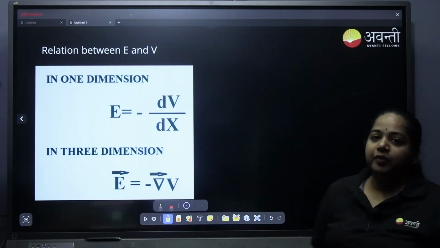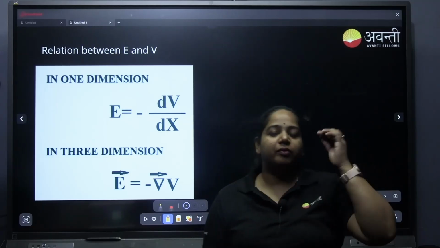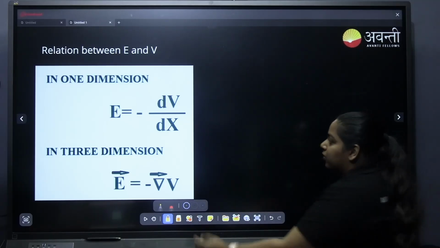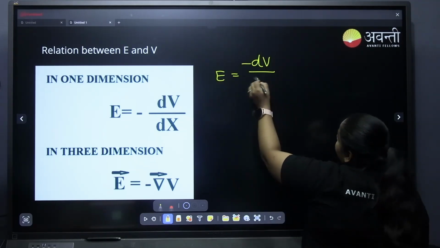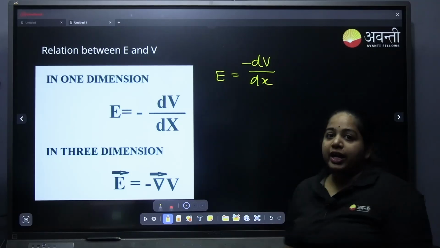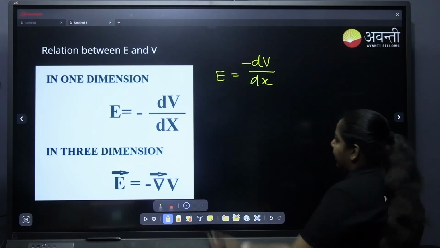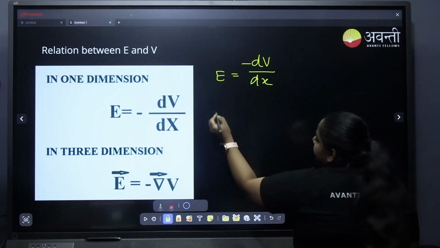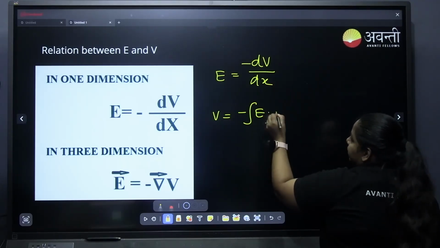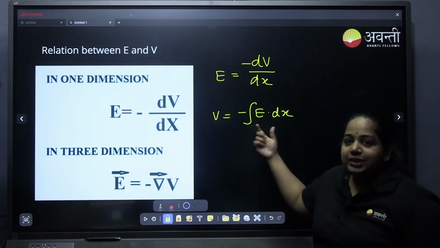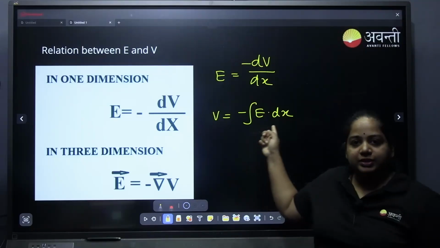Next is the relation between gravitational field and gravitational potential. Same formula as in electrostatics. Gravitational field is equal to minus dV by dx, or the negative gradient of potential is gravitational field. In reverse, we can write V equal to minus integral E dot dx. This is similar to the work done we calculated, where instead of F we just write E.